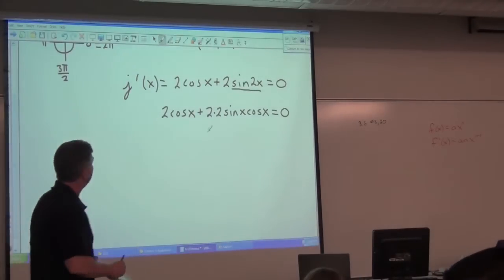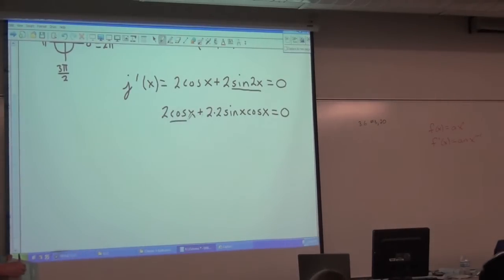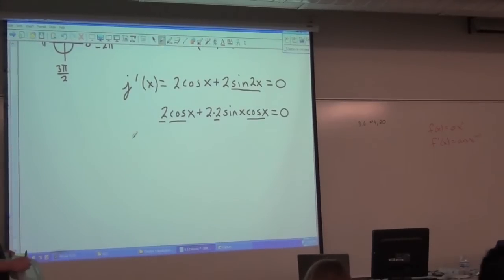All right, so let's see. If we're going to solve this, there's a cosine in both of these, isn't there? We can factor out a cosine, maybe even a 2 cosine. Factor out the 2. So it's 2 cosine x, and if we do that, we're left with a 1 here. Then over here, we're left with plus 2 sine of x.